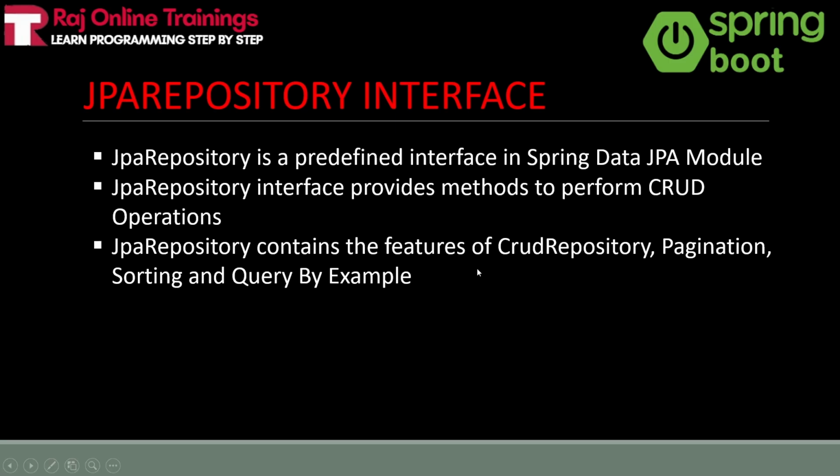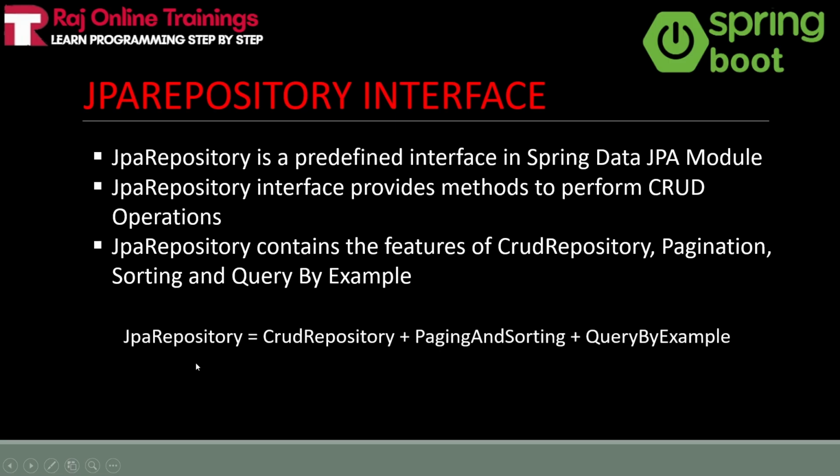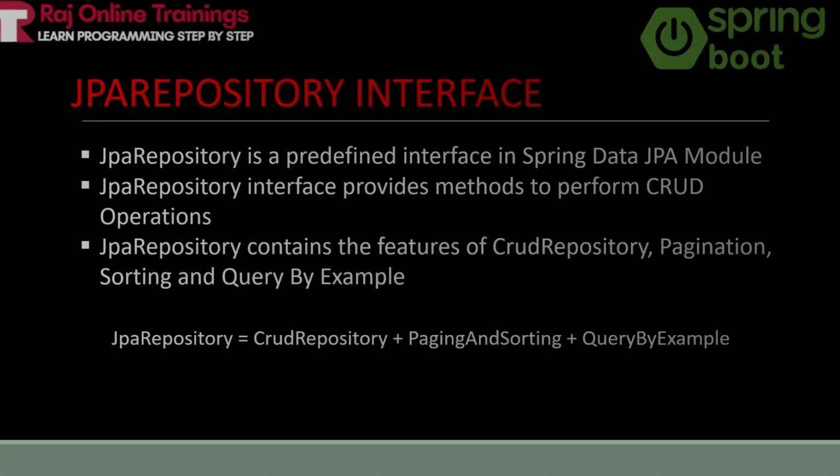In CRUD repository, we use it to manage the insert operation, update operation, delete operation, and the find all method. All the methods are available, and all those methods can even be used in JPA repository. Along with this, you are going to get the features of pagination, sorting and query by example. Meaning JPA repository is equivalent to CRUD repository plus paging and sorting plus query by example. Today in this video we are going to see about pagination.